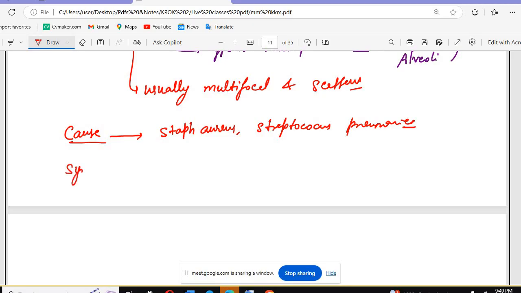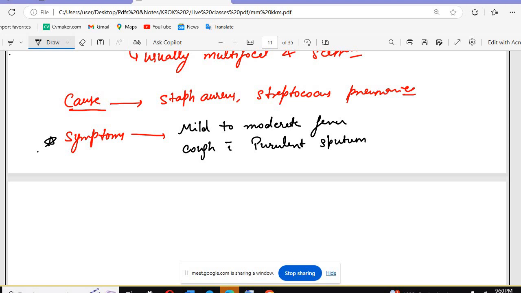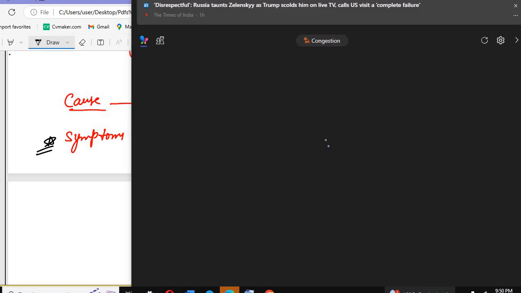In this, you are not going to see a high grade fever, because of the patchy inflammation, not the whole lobe is affected. That's why you are going to see mild to moderate fever. Along with that, you are going to see cough with purulent sputum. So these are the symptoms that you are going to see in bronchopneumonia patients.